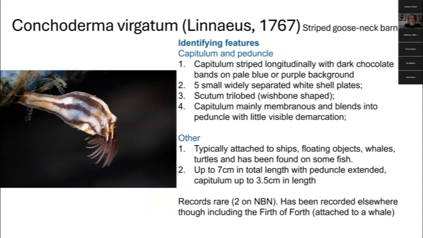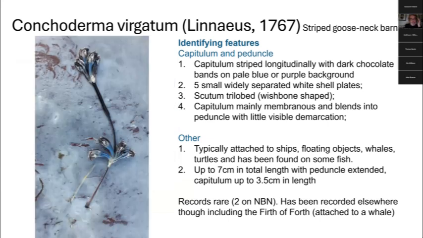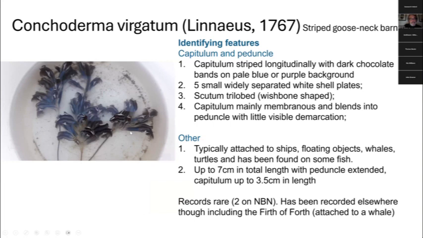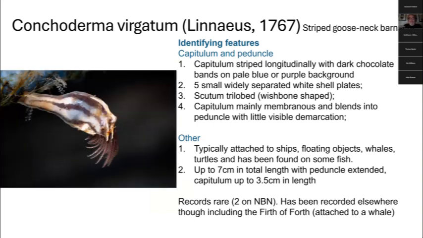And there's a nice picture from Lynn showing it in all its glory. It has a very small number of widely separated white shell plates, 5 shell plates. And I'm just going to go back to the picture to show you that it's got this trilobed scutum. Trilobed. It looks a bit like a wishbone or a fossilized shark's tooth or something like that. So the capitulum appears mainly membranous, as you can see in this photo here, and it blends into the peduncle with very little visible demarcation.